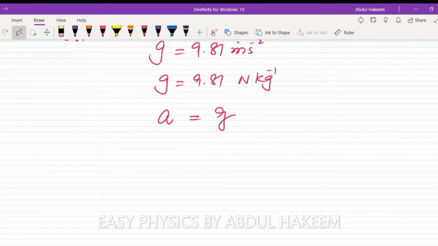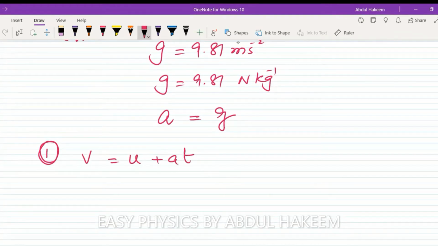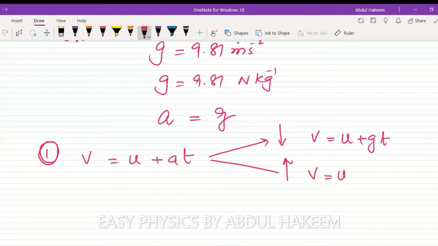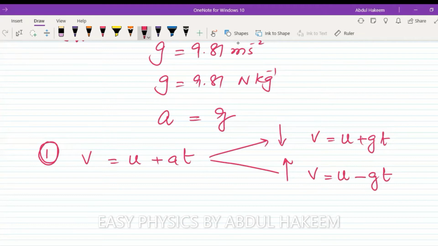Then equation number 1, v = u + at, will be in this shape. For the downward motion, it is v = u + gt, and for the upward motion, v = u - gt. Instead of acceleration, we will write g. For the downward motion, it is accelerating, so acceleration is positive. Upward motion, retarding force, retardation, so minus g.